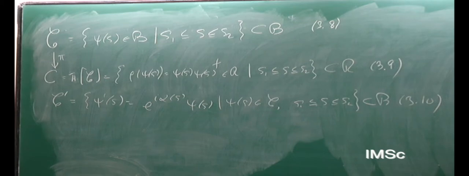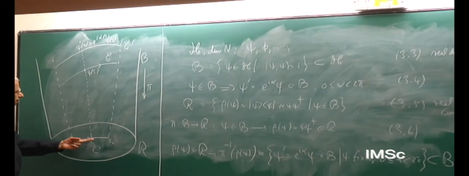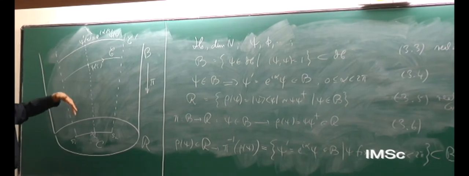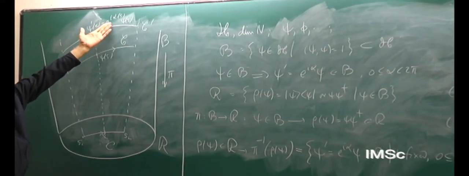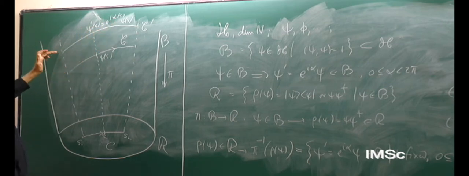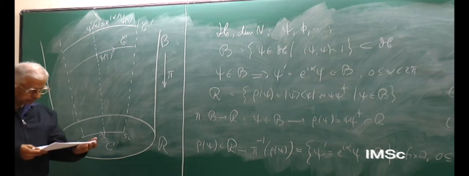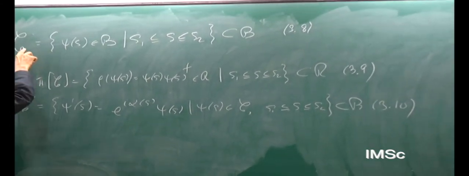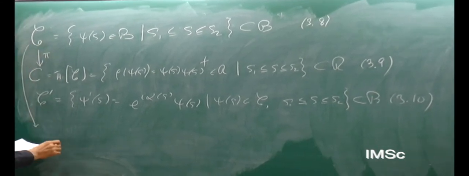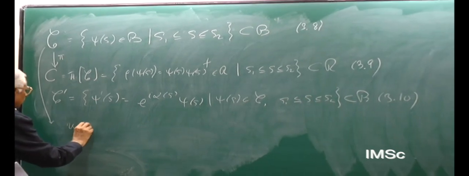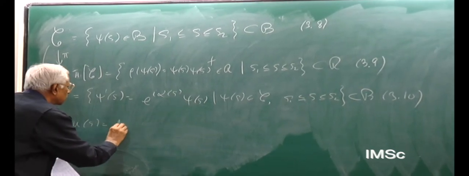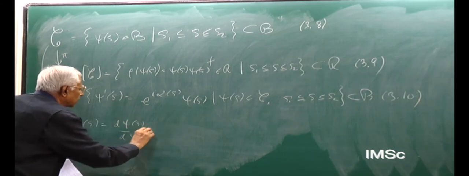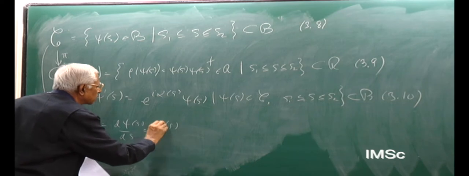Okay, so I hope the two diagrams help you. Here is a curve in the ray space. Script C is one lift of this. C prime is another lift, and there are infinitely many lifts because you have infinite freedom in the choice of this phase factor alpha of S at each point along the curve. Okay. Now we go on to the next construction. Given the curve C, it is natural to define the tangent vector to the curve at each point, which I will denote by psi of S dot.